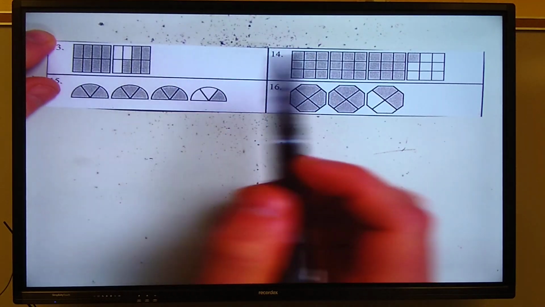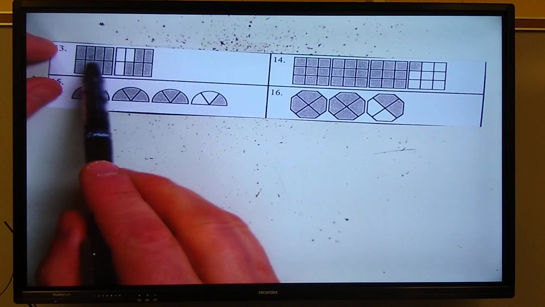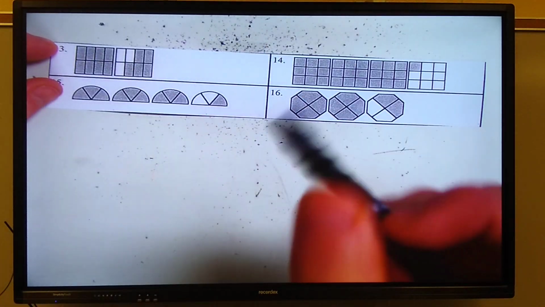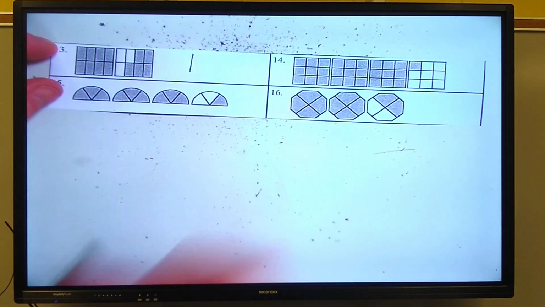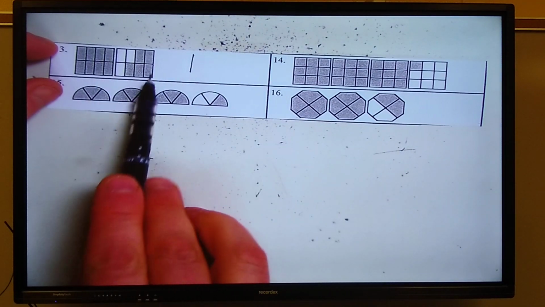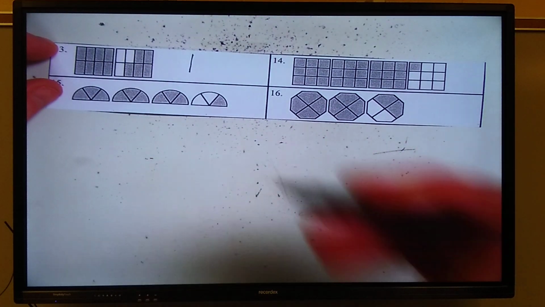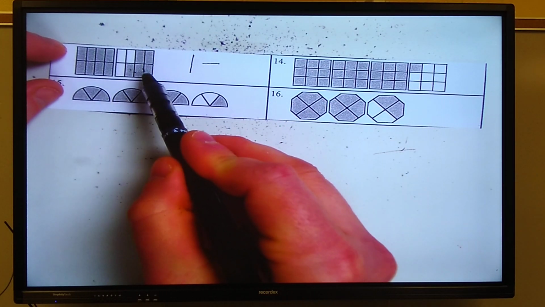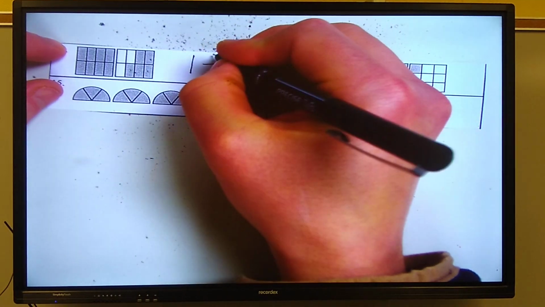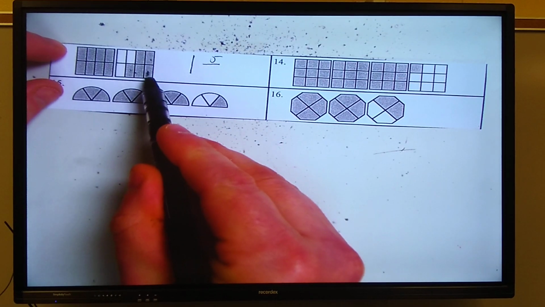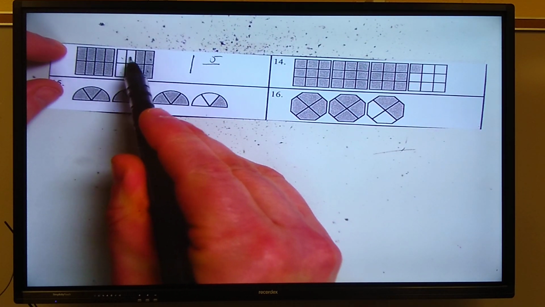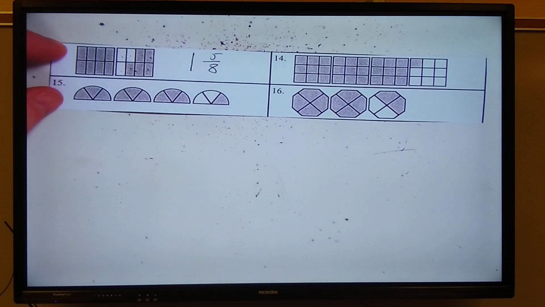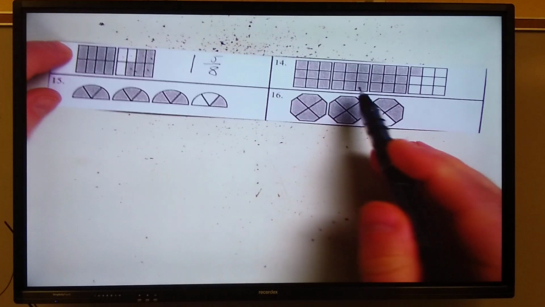The whole number will be how many you have completely shaded in. Here you only have 1 that is completely shaded in. Now this part that is not completely shaded in will be the fraction. So, numerator, 1, 2, 3, 4, 5. Denominator, 1, 2, 3, 4, 5, 6, 7, 8. 1 and 5/8.